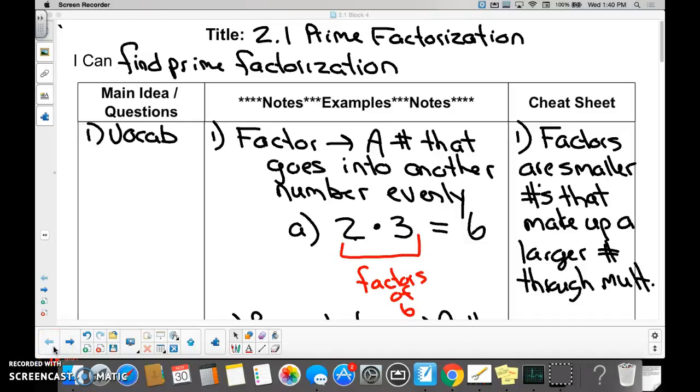The title is 2.1 Prime Factorization. I can find prime factorization. Yay! Give her a round.